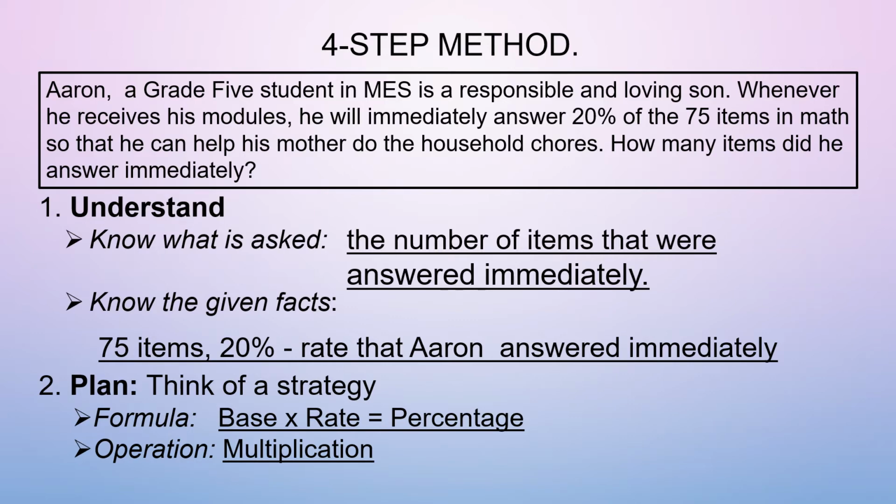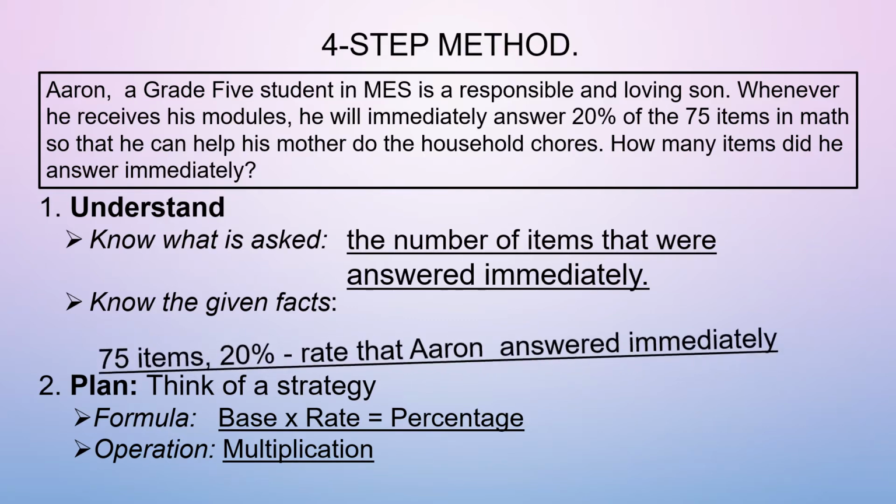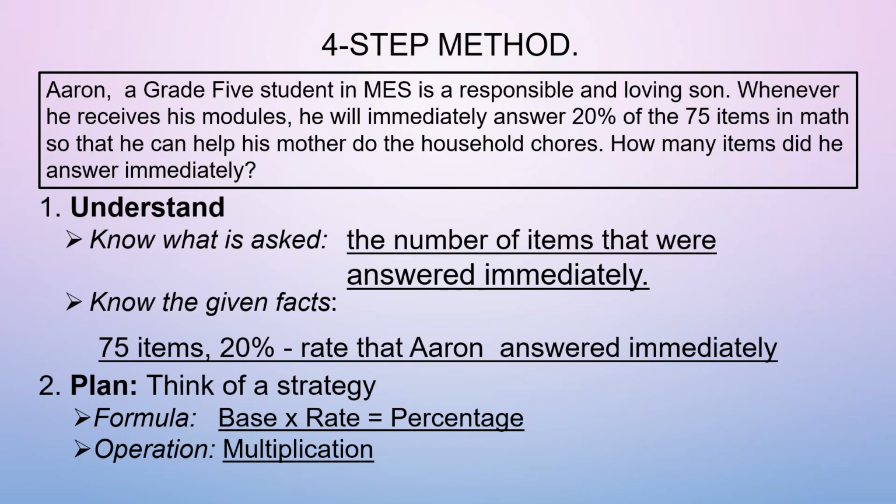And then, know the given facts. The given facts in the problem are 75 items and 20%. This is the rate that Aaron answered immediately. Next step is plan. You have learned from a previous lesson the formula to find the percentage. The formula is base times rate equals percentage. And the operation that we're going to use is multiplication.